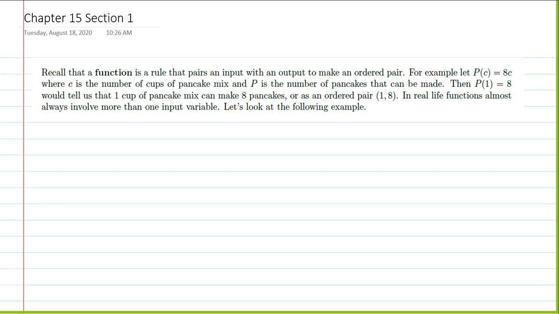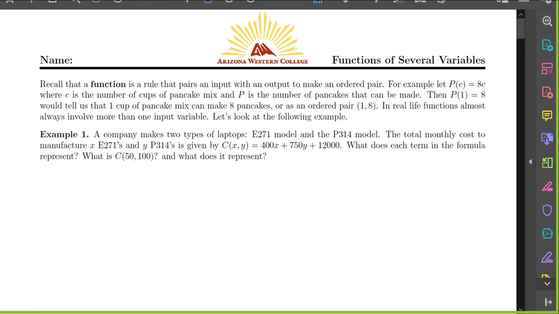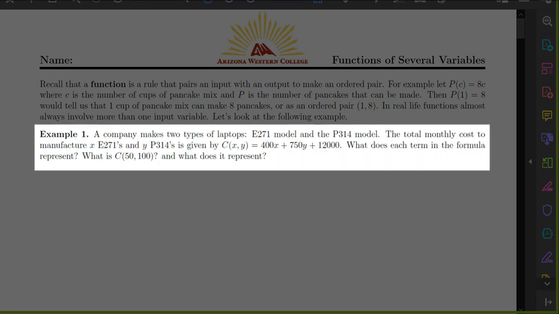In real life, functions almost always involve more than one input variable. So in that example, it was pretty simple. Our one input variable was 1 cup of pancake mix, which gave us an output of 8 pancakes. So our only input was the number of cups of pancake mix. But in real life, pancakes have more than one ingredient, right? So there would be other things we would probably have to mix in. So there would be several variables that would be used. So let's take a look at this example.